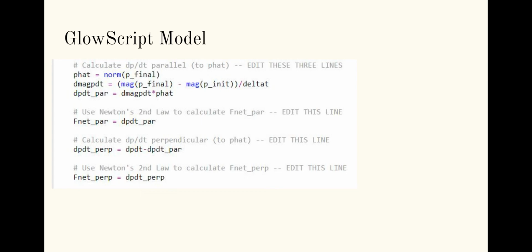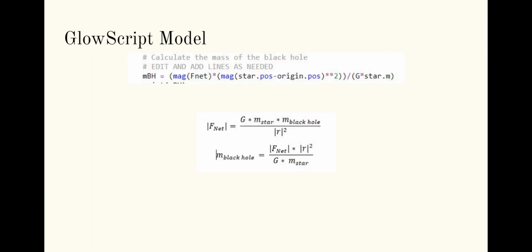To calculate the perpendicular component of dp/dt, the formula of the parallel plus the perpendicular equal to the total dp/dt can be rearranged to solve for the perpendicular component, since Newton's second law states that the change of momentum can be set equal to the corresponding force components. In order to calculate the mass of the black hole, the gravitational law can be rewritten to be solved for the mass, where the mass of the black hole was determined by taking the mean value of all of the calculated mass values from the observed data.